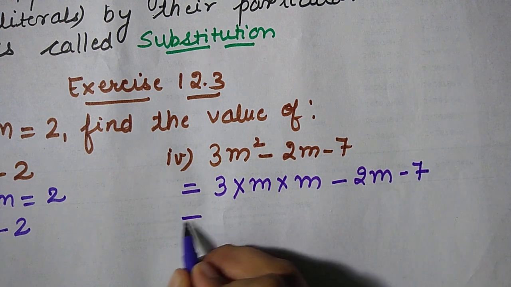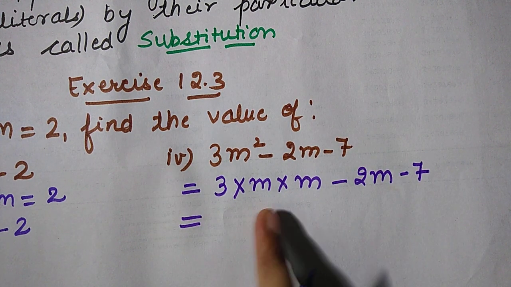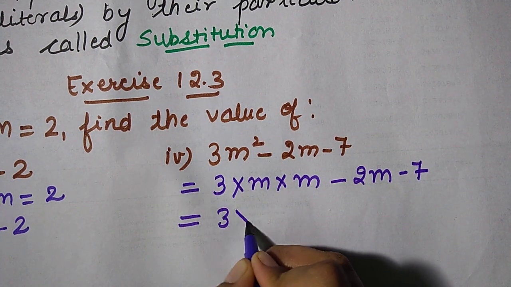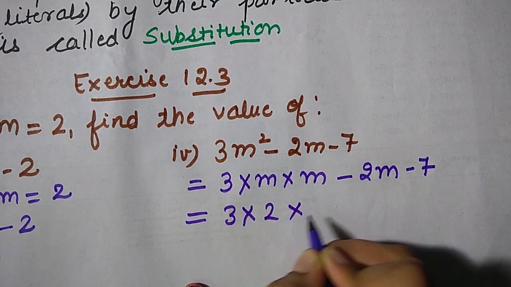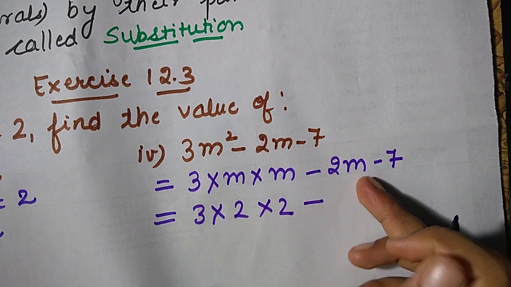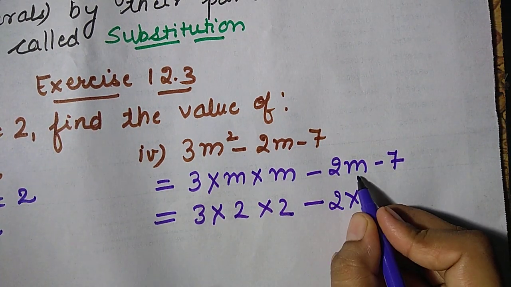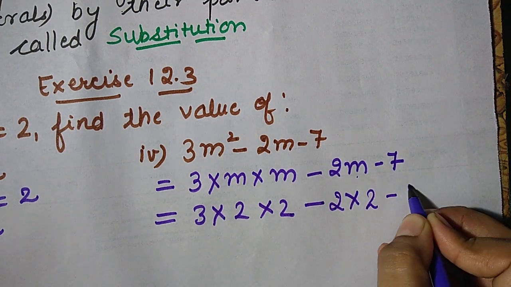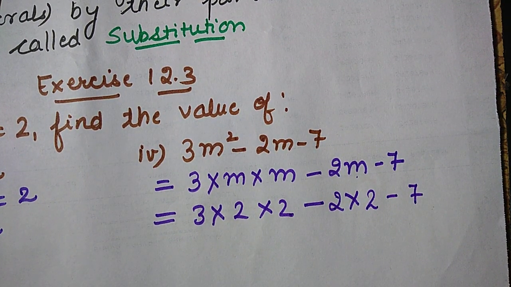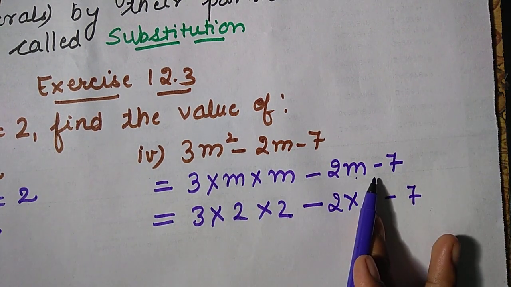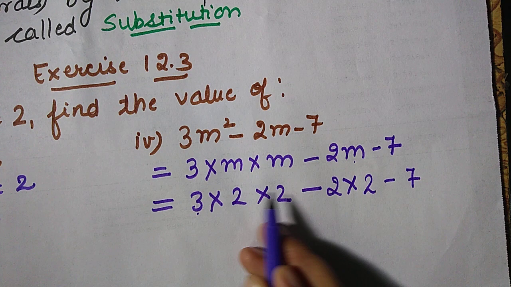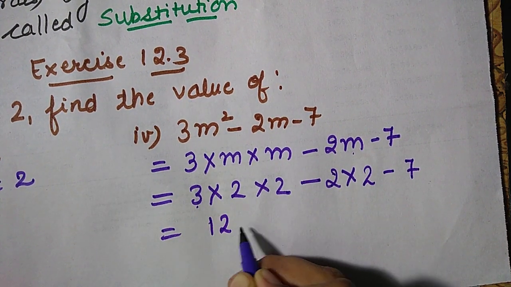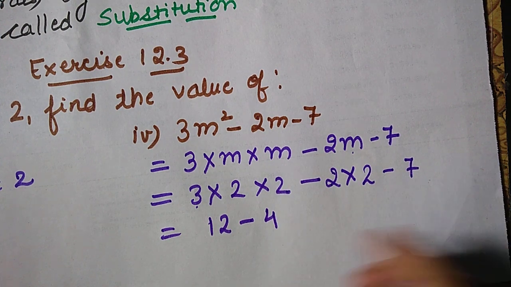So minus 7. Okay, now I will replace the value, I will replace m by 2. So 3 into m, what we have to substitute? We have to substitute m equals to 2. So 3 into 2 into 2, minus 2 into 2, minus 7. Okay, now using BODMAS, I will solve this numerical expression. This is a numerical expression and this is an algebraic expression. Now first I will solve the multiplication. 3 twos are 6, 6 twos are 12. So it will be 12 minus 2 twos are 4, and minus 7.